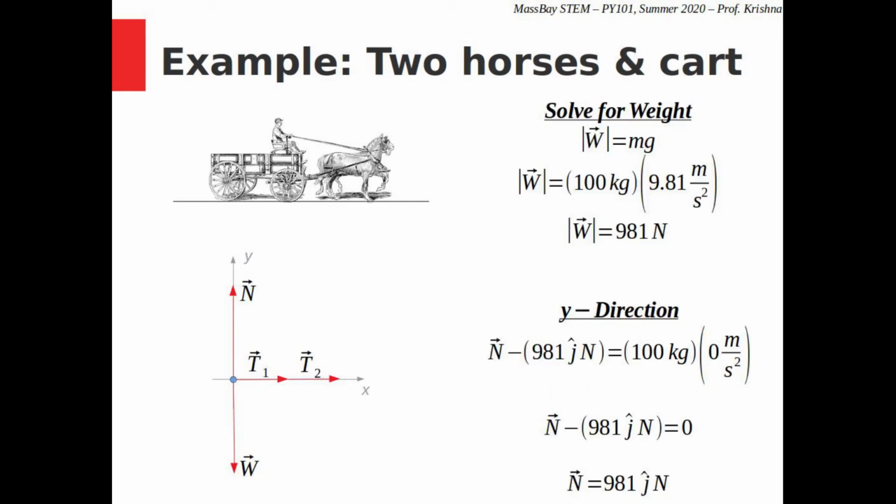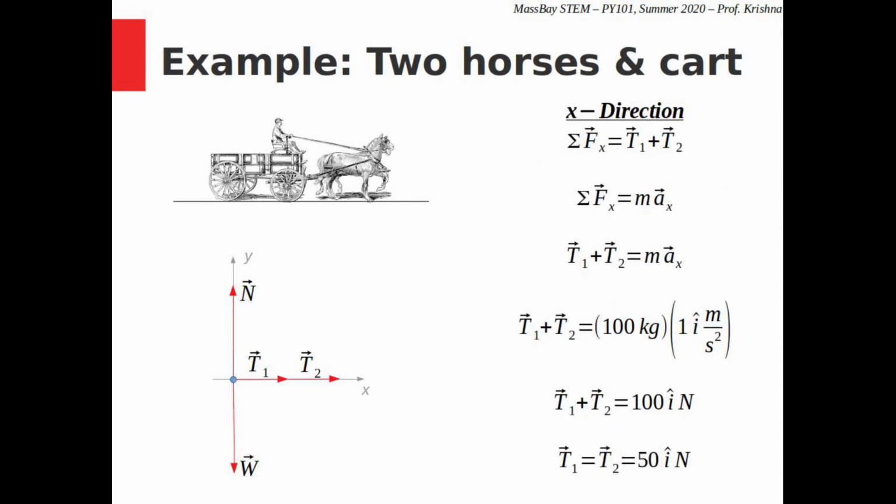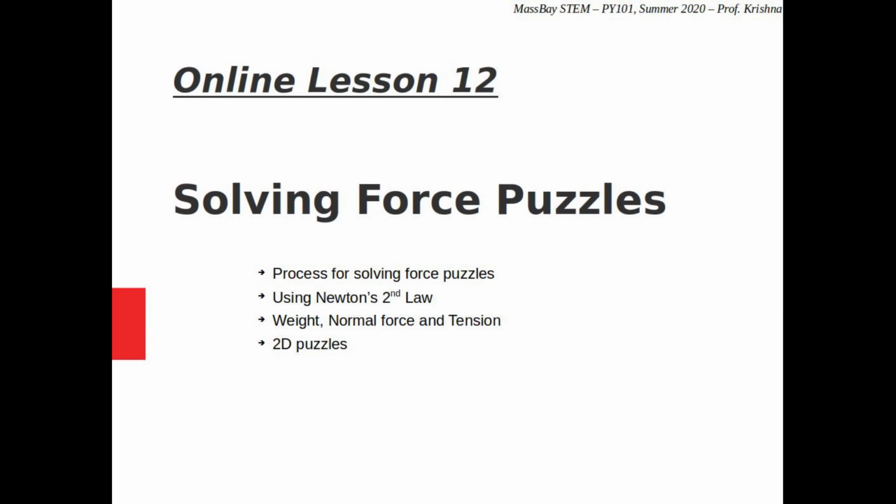So the normal force is 981 newtons, and each tension is 50 newtons. We have now solved a puzzle where there were forces in both x and y, and two of them pointed in the same direction. In this video, we illustrated basic examples of solving puzzles with Newton's second law. In the next videos, we will look at more complex puzzles.